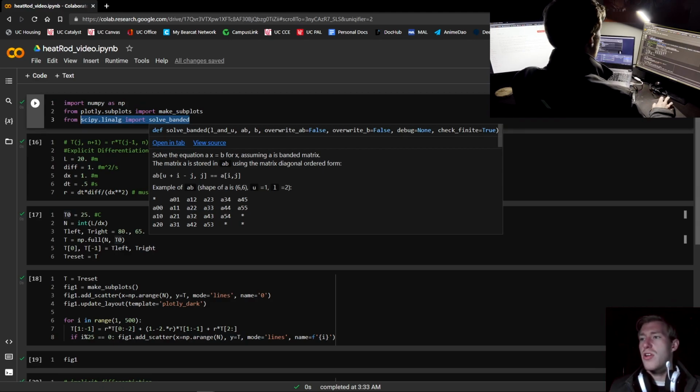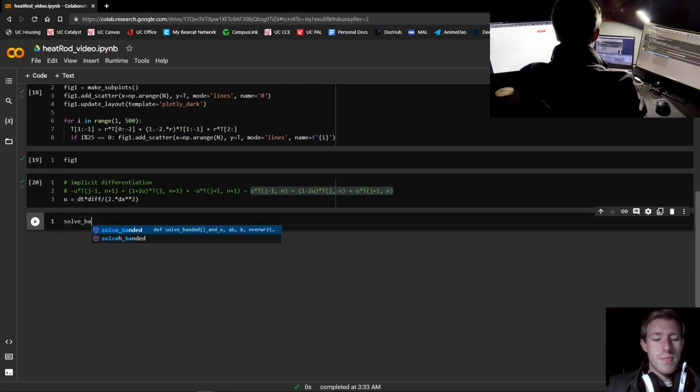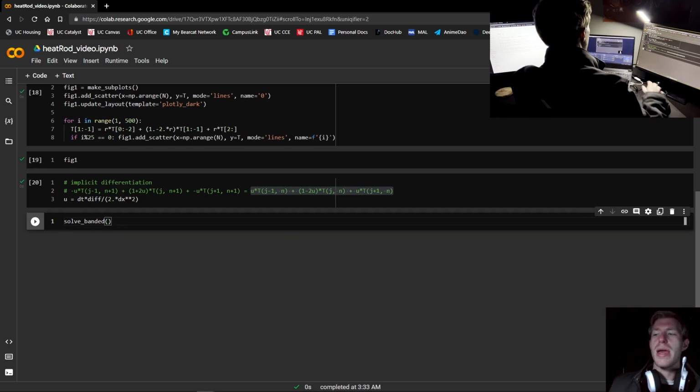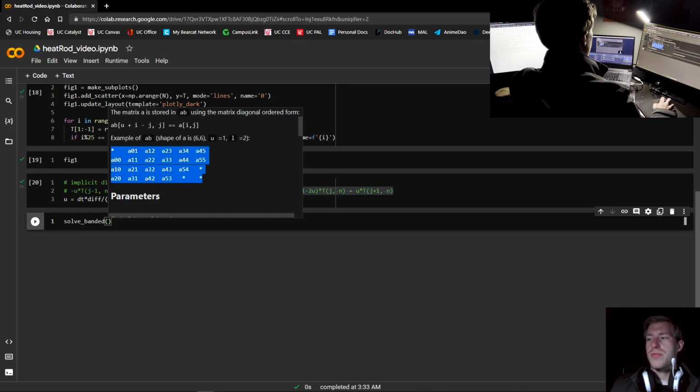So what exactly does solve_banded do? We can take a look at it down here. solve_banded. And if we look, it takes a matrix in this shape right here. This is a diagonally shaped matrix. We have A0, A1, A2, A3, A4, A5. And down here we have 0, 0, 0, 1, 0, 2. And as you can see here, we are focusing on how these follow each other over time diagonally.